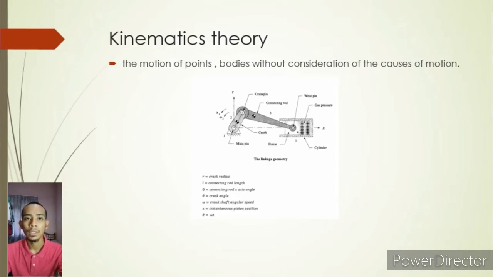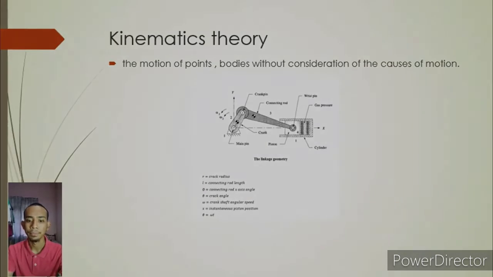I will explain about the kinematic theory for our project. The definition of kinematics is the motion of a point or body without consideration of the cause of motion. For the kinematics, we are using the linkage diagram of the geometry and formulas for instantaneous piston position, linear velocity, acceleration, connecting rod angular velocity, and connecting rod angular acceleration to calculate the kinematics of the piston.